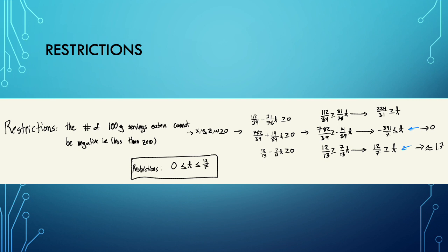You set up your parametric equations to be greater than or equal to 0, solve them out, and you see T must be less than 224 over 31, T must be greater than negative 391 over 7, and T must be less than or equal to 12 over 7, which is about 1.7, and since the second equation is a negative value, we're going to call it 0. And so the restrictions are T must be greater than or equal to 0, and T must be less than or equal to 12 over 7.